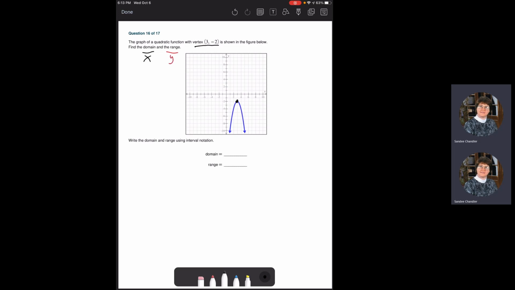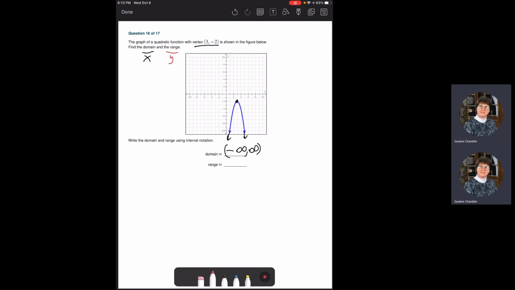Here's a hint. If it's a regular old parabola, the domain is always -infinity to infinity. All right? Because as these are getting further down, they're getting wider and wider and wider. So the x values are actually starting way out at -infinity, and they're going to infinity.